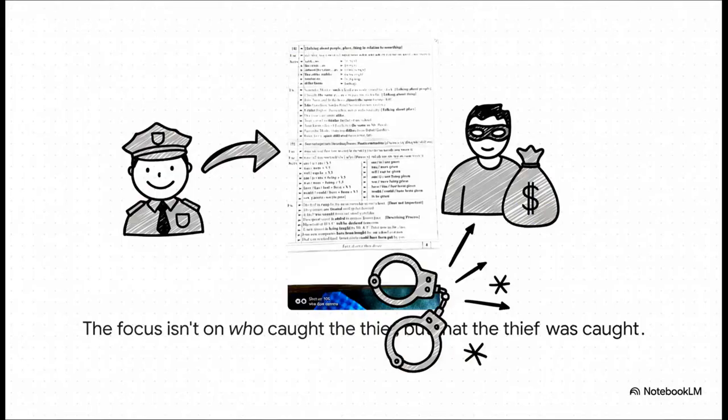So what's the first thing you notice here? It's what's missing, right? Who caught the thief? We don't know. And you know what? It doesn't matter. The important thing, the hero of this sentence, is that the thief was caught. The action is the main event, and using the passive form makes that happen.